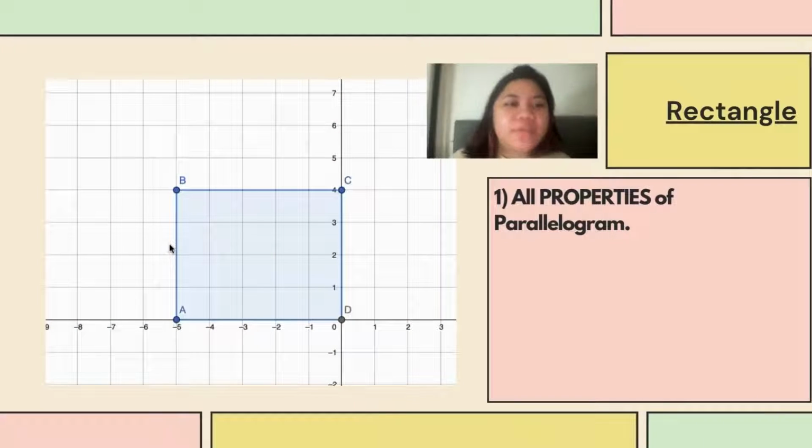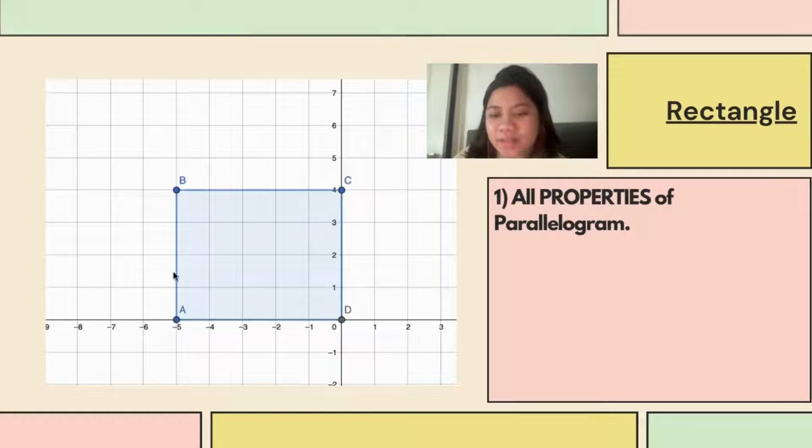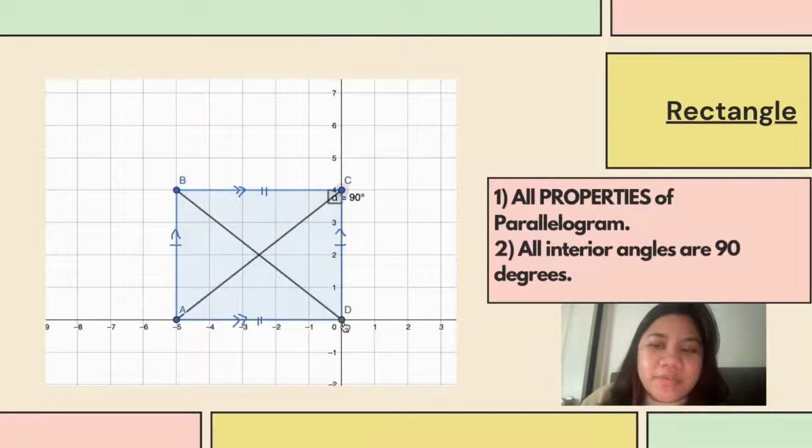Another shape that is part of the quadrilateral family is the rectangle. Rectangles have all of the properties of a parallelogram, including opposite sides are congruent and parallel, and opposite angles are congruent, but there's another addition to the properties, which we will see next. An additional property for a rectangle on top of a parallelogram is that all of the interior angles are 90 degrees.